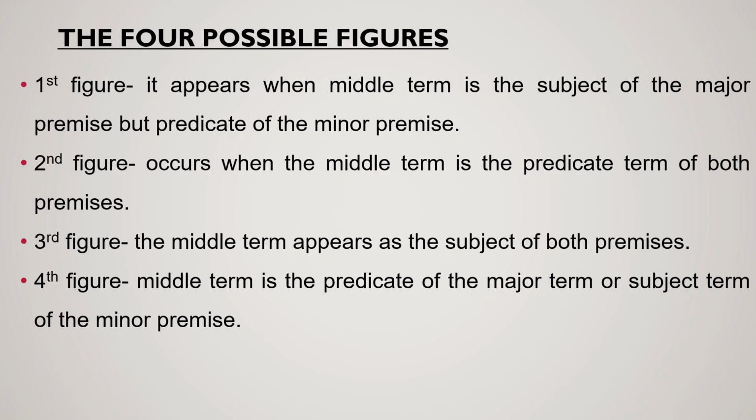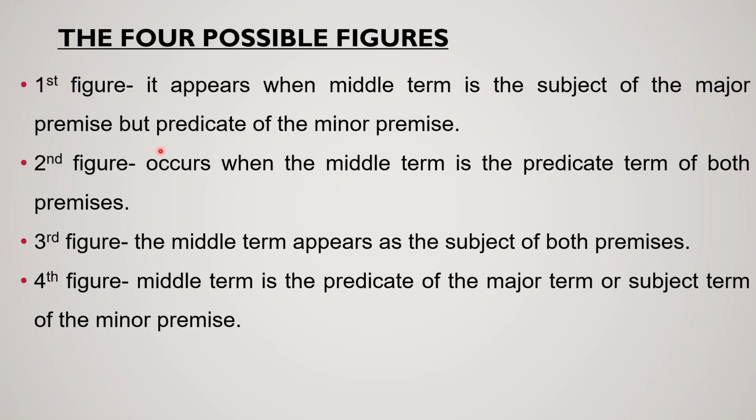The four possible figures we have mentioned are as follows. The first figure occurs when the middle term is the subject of the major premise but the predicate of the minor premise. This is a case whereby you find the middle term is the subject in the major premise, but it is the predicate of the minor premise. We are going to look at an example of that.